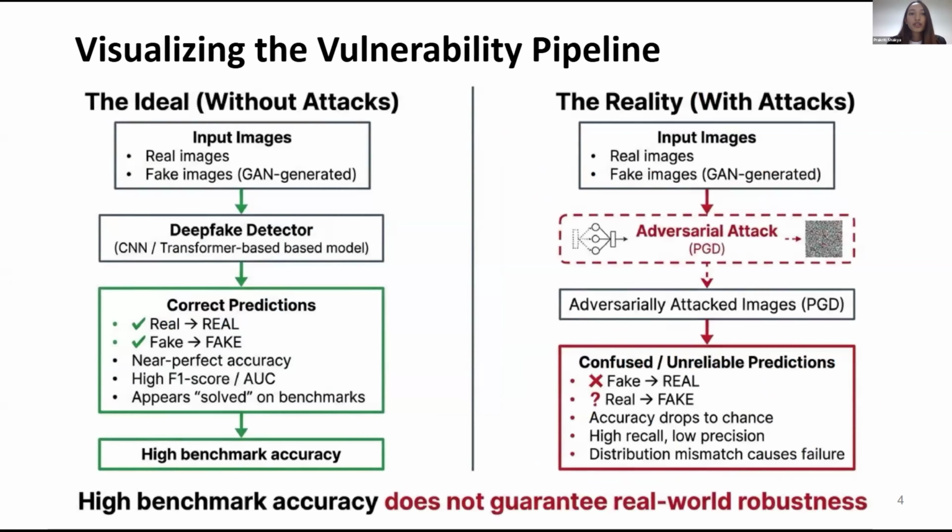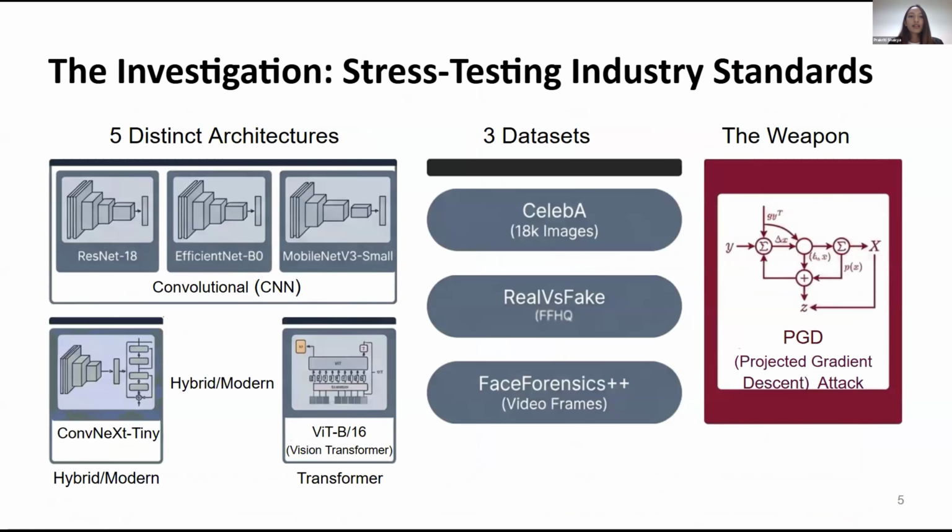Before jumping to the results, this is how the models reacted with and without the attack. Without the attack, the detectors were able to predict correctly with near-perfect accuracy, as we saw in the first baseline experiment. And when there was an attack, or perturbation added, the predictions were unreliable. The results show that high benchmark accuracy does not guarantee real-world robustness.